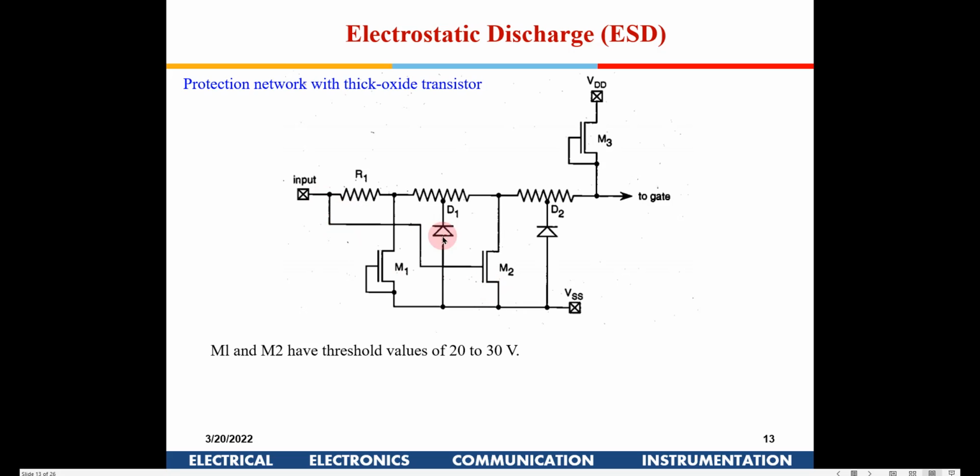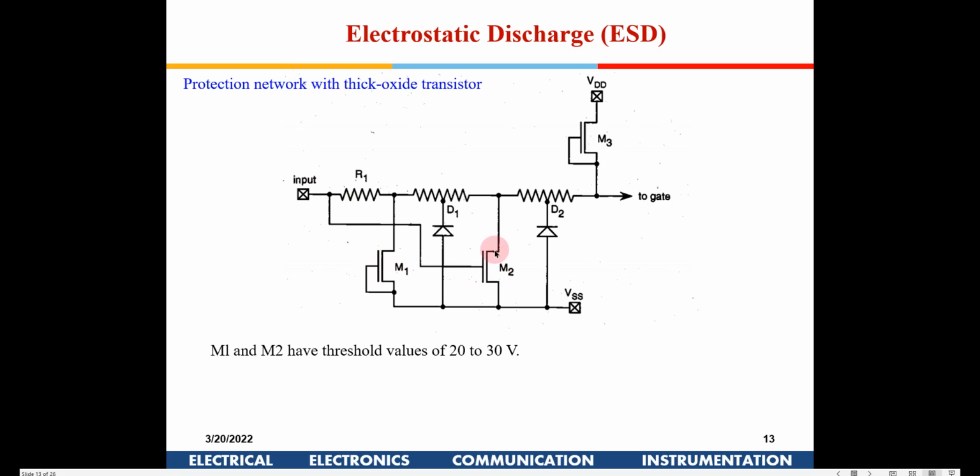Okay, so here what has been done is this is a diode connected NMOS. So this clamps the upward voltage out here to VDD plus 0.7. Also there are some thick oxide transistors. These voltages are around 20 to 30 volts. So if the input voltages go above 20 to 30 volts, these will get forward biased.